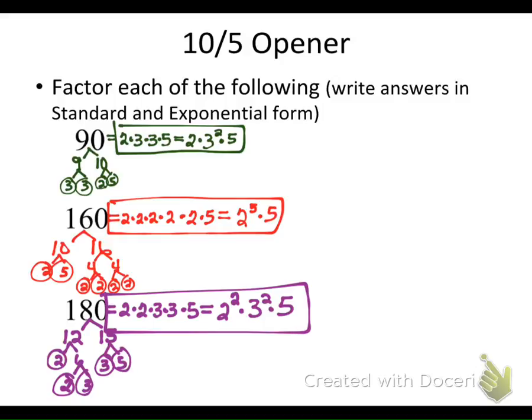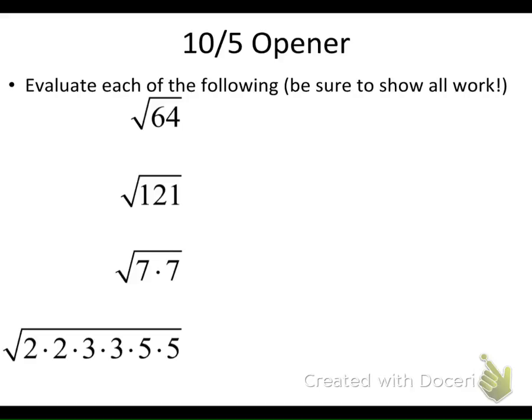Let's look at the back. All right, we have the square root of 64. Now, if you're using your multiplication chart, for the square root of 64, you can find out that it's a perfect square. So what number can you multiply by itself to get 64, Darius? Remember, square root is a number that you use to multiply by itself to get the answer.